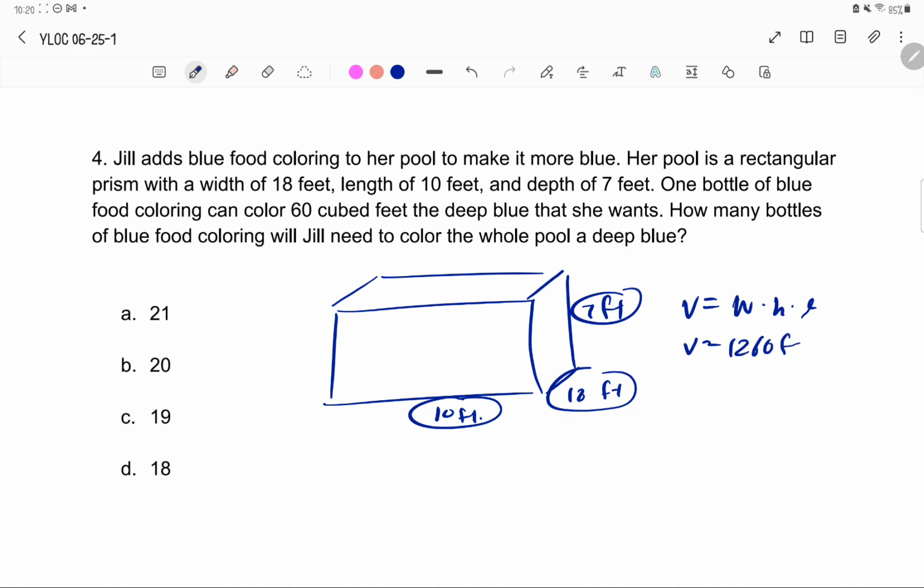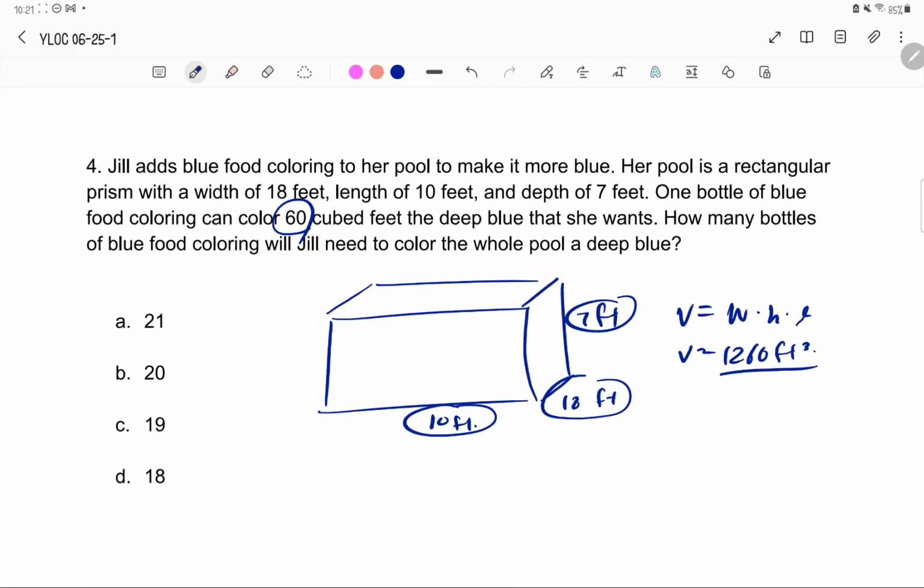1,260 cubic feet. And since the food coloring colors only 60 cubic feet, we're going to find out the number of bottles. So we're just going to simply divide by 60 to see how many bottles we need. So if we divide, we're going to get 21 bottles. So the answer is A.